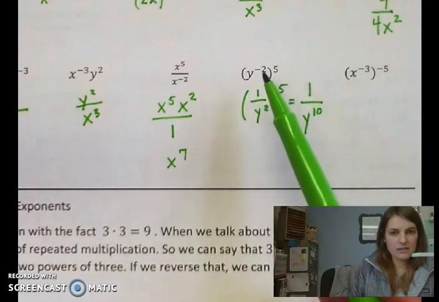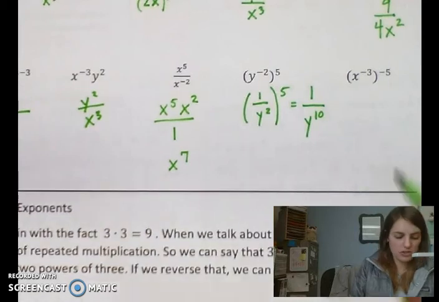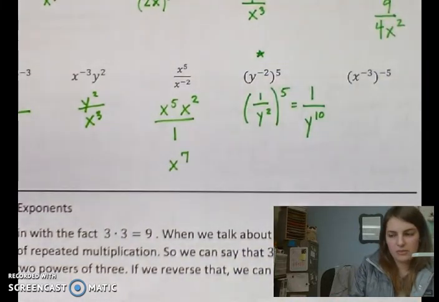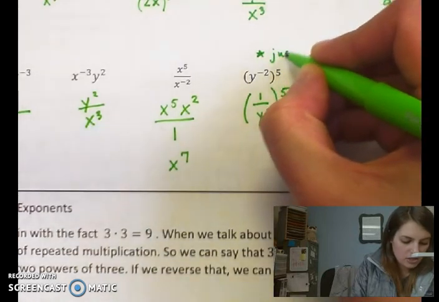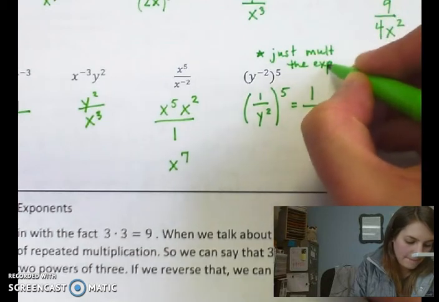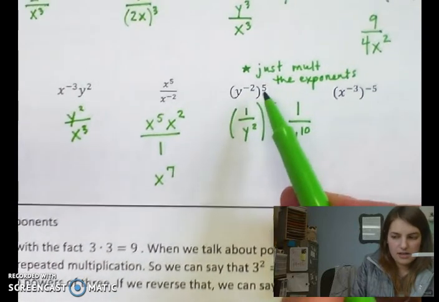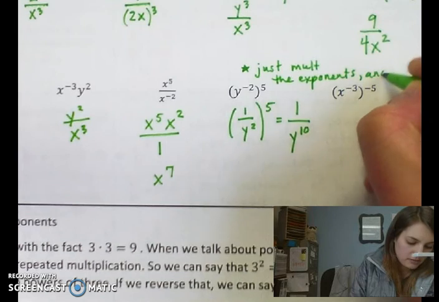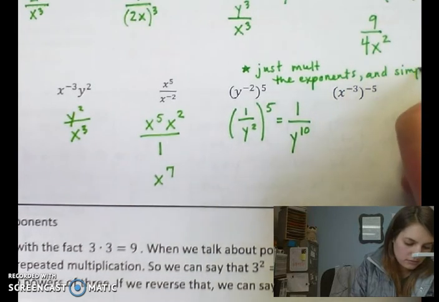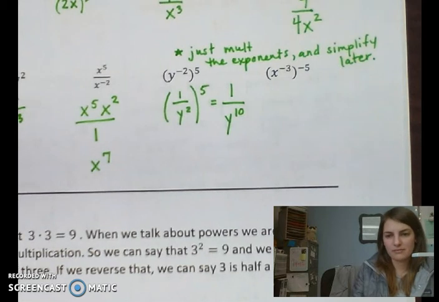So sometimes, instead of cleaning up your negative exponents as your first step, sometimes you want to just go ahead and do the multiplication. So for this, let's just say multiply the exponents, because these are powers raised to powers, and then simplify later. Meaning clean up your negative exponents later. Some of this you'll just learn by trial and error.